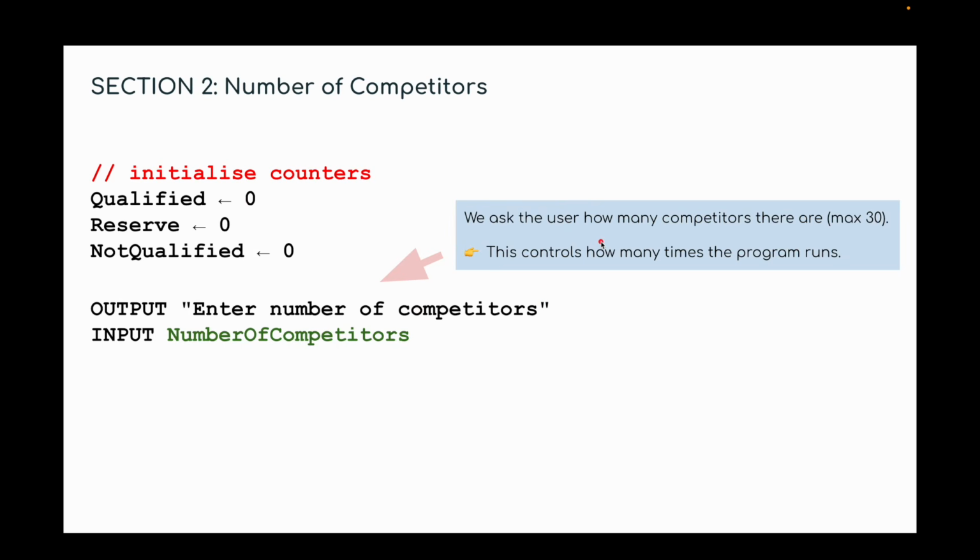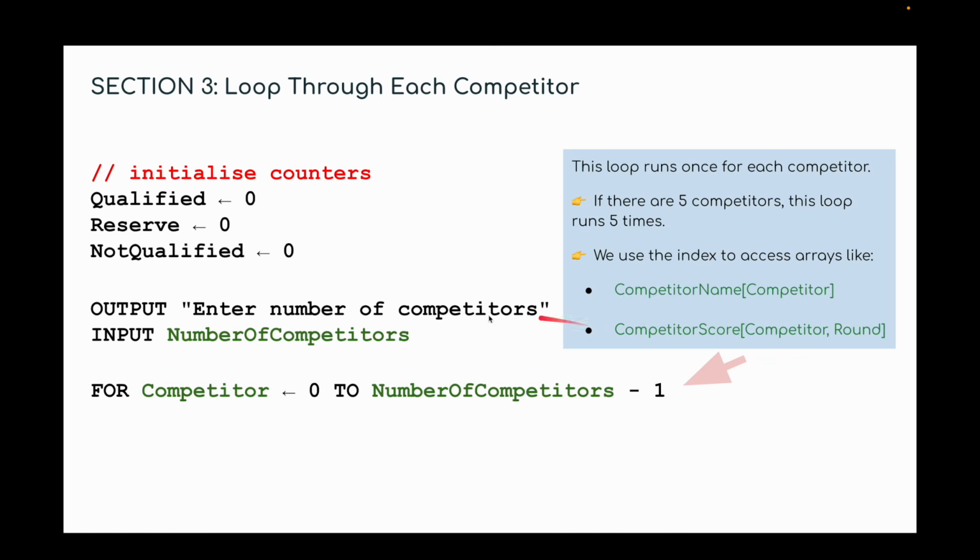We're going to ask the user how many competitors there are in the competition. This controls how many times we're going to run that first loop. Okay. And for competitor 0 to number of competitors, what does this mean? This loop runs once for each competitor. If there are 5 competitors, this loop will run 5 times. We'll use the index to access arrays like competitor name, competitor score. Okay, does that make sense?